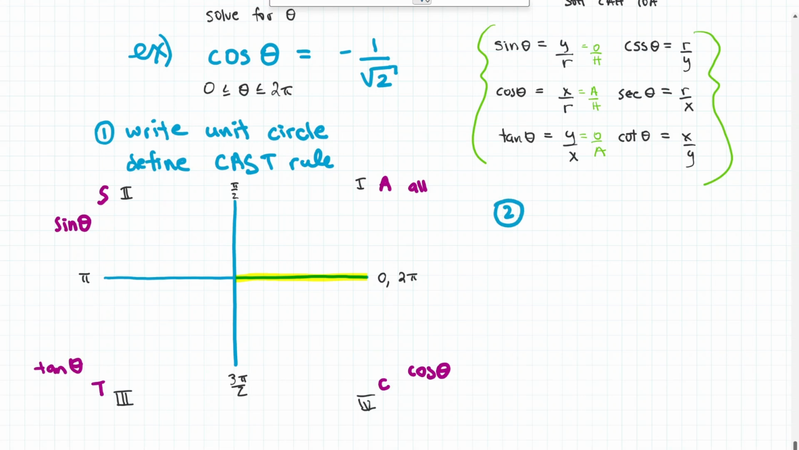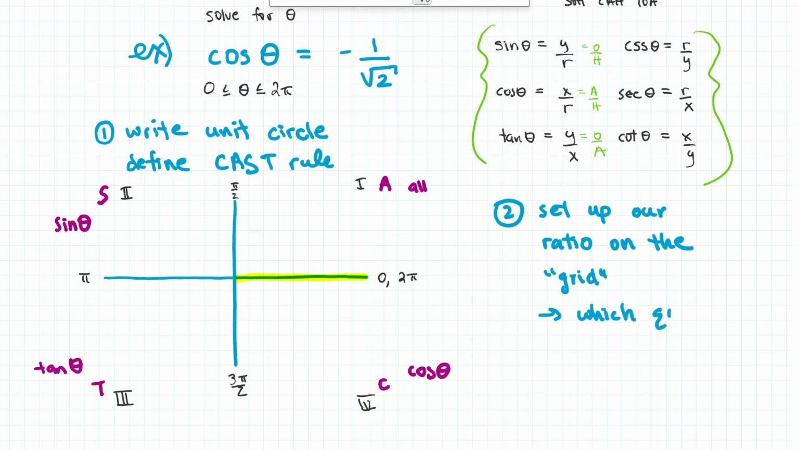So step 2 is we want to set up our ratio on the circle, or I'll just say on the grid, in the appropriate quadrants. So which quadrants is it going to go to? That's kind of important. We want to put our ratio on the grid, and we have to determine which quadrants it is going to lie in.